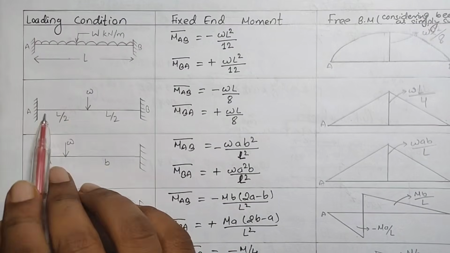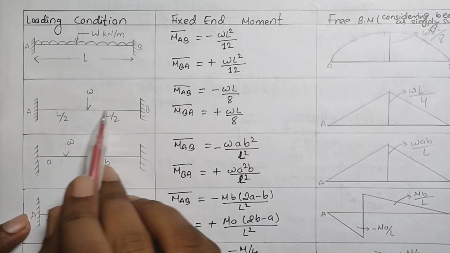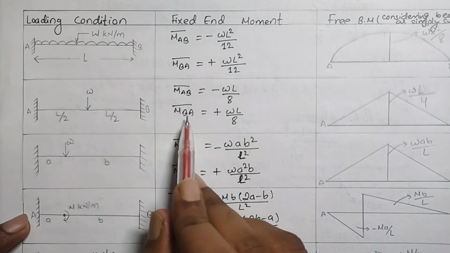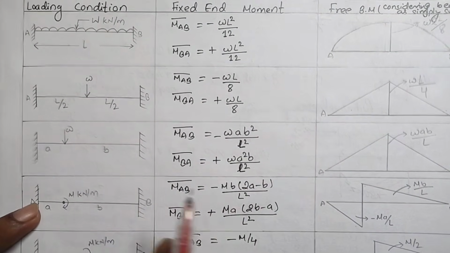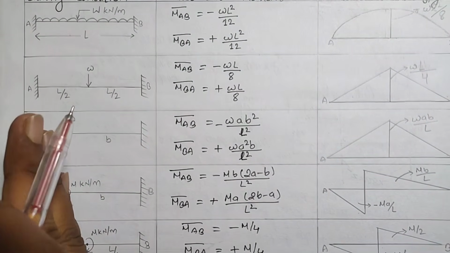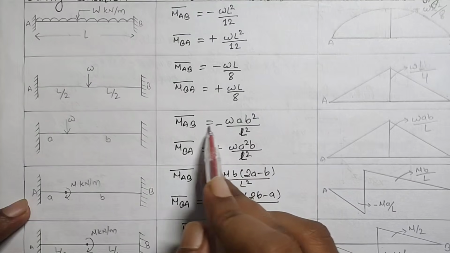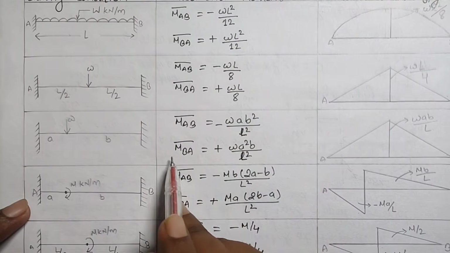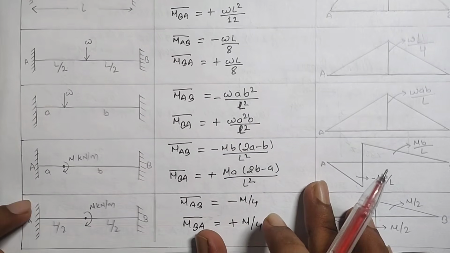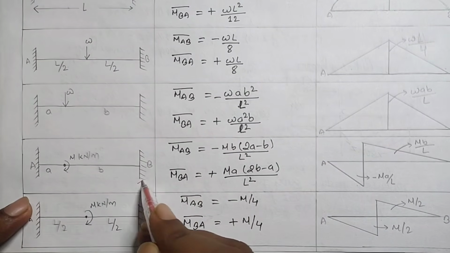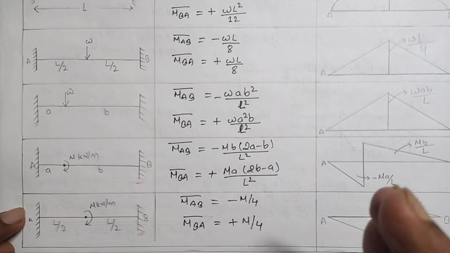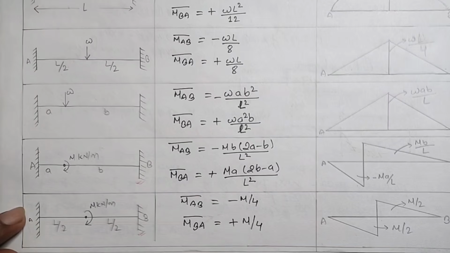Similarly, if our span is carrying a point load acting at the mid span, then the formula is MAB equals minus WL by 8 and MBA equals plus WL by 8. And if our span is non-uniformly or asymmetrically loaded, meaning our load is acting away from the center, then we have the formula MAB equals minus WAB square by L square, MBA equals plus WA square B by L square. I haven't discussed these two formulas in my previous video, but I am discussing them here because you may have a numerical related to them.